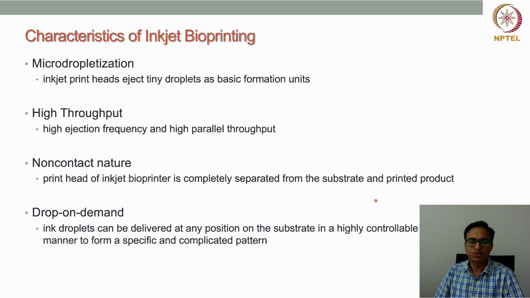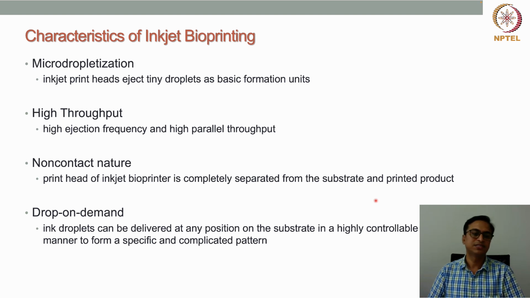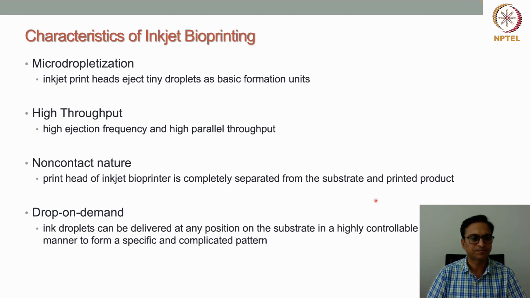Next thing is the high throughput. Because of the high ejection frequency and high parallel throughput, as I already discussed, within the printheads there are multiple nozzles lined up. So parallelly we can generate multiple droplets, right? In certain cases hundreds of droplets can be generated at a time, and the frequency of ejection is very high. So that's why it's a very efficient and high throughput method for printing various structures.